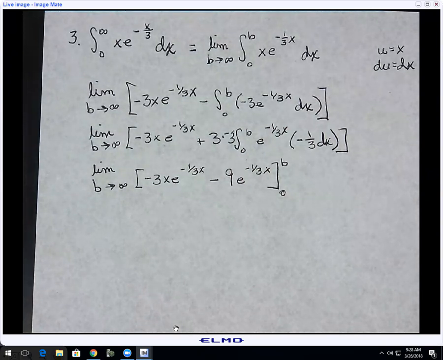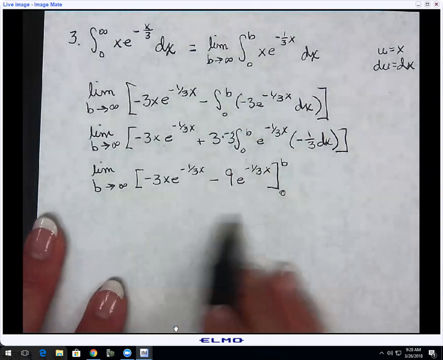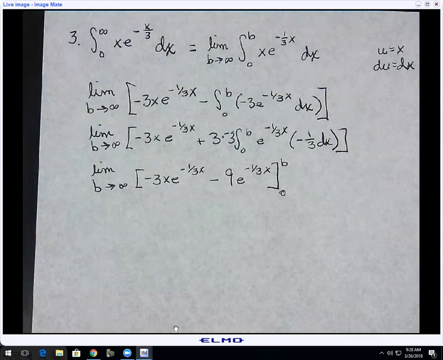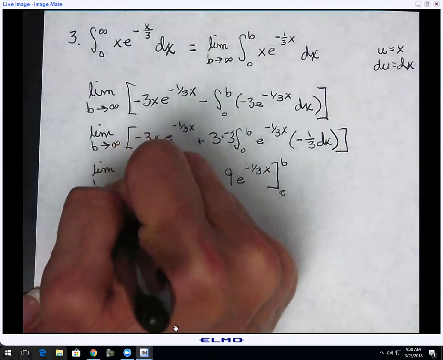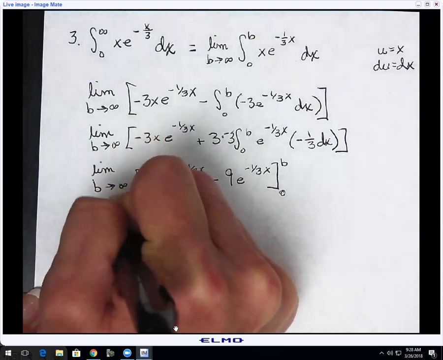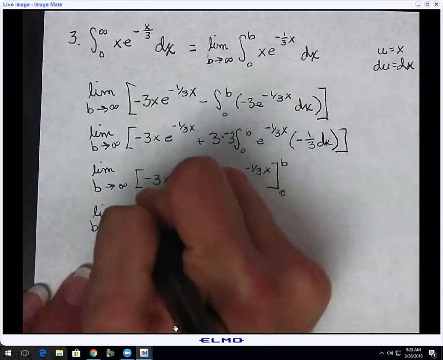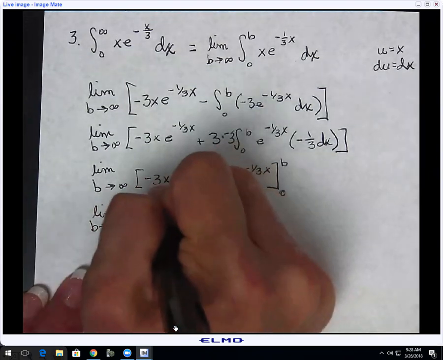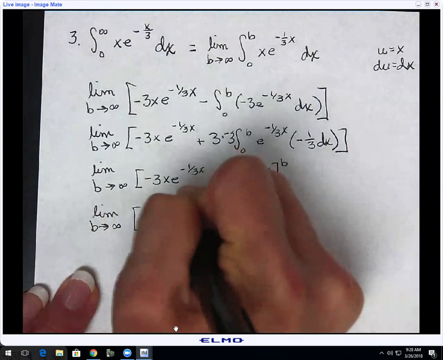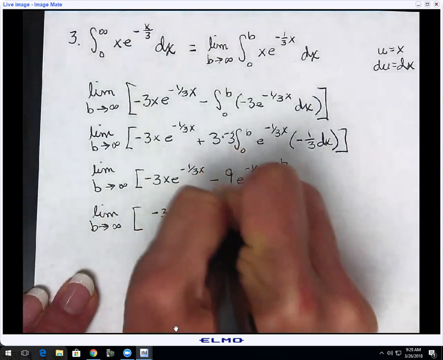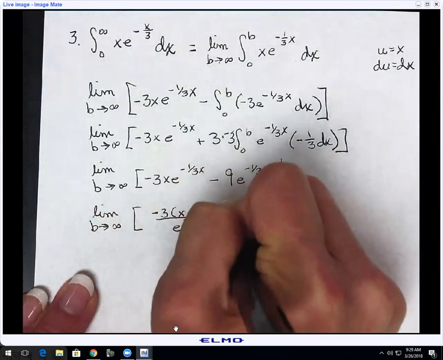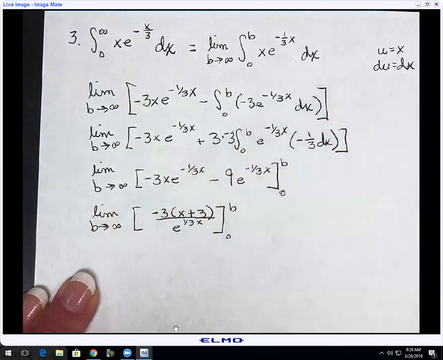You can either simplify that expression you have in brackets before you plug in the b and the 0 or not. Doesn't matter if you do or not. I usually did simplify it first. I factored a negative 3 out, and that left me x plus 3. And I put the e to the 1/3 x in the denominator. Double check that.